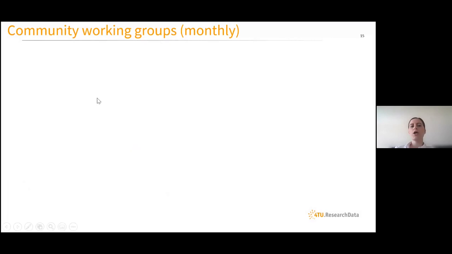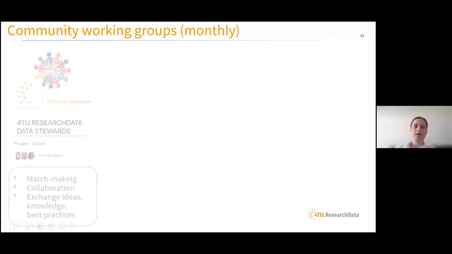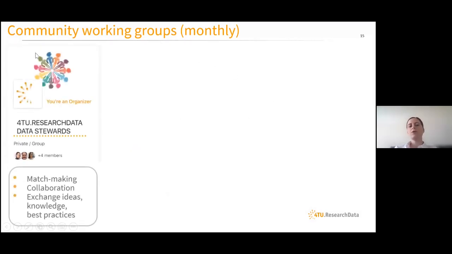So now I'm just going to give you an overview of the community working groups. As I mentioned earlier, we've brought the 20 data stewards together from the partner institutions as a 4TU Research Data Stewards Network. The idea is to matchmake them based on their faculty or discipline and also their interest. We want them to collaborate, empower one another, exchange ideas and best practices for how to support researchers. So we now have three working groups.